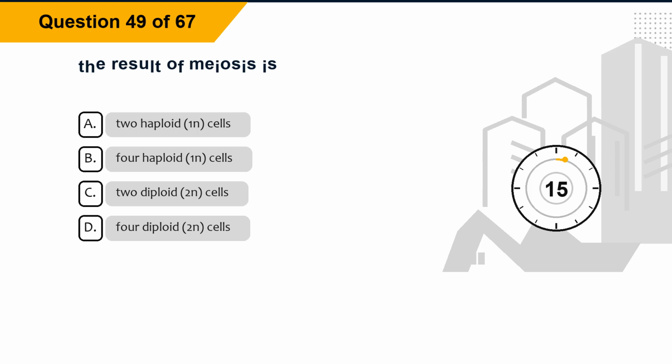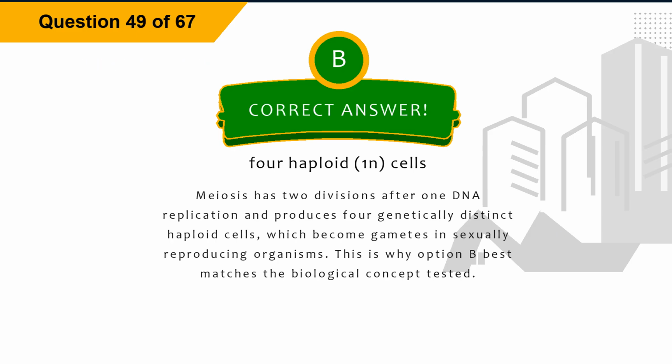Question 49. The result of meiosis is option A, 2 haploid, 1N, cells. Option B, 4 haploid, 1N, cells. Option C, 2 diploid, 2N, cells. Option D, 4 diploid, 2N, cells. The correct answer is option B, 4 haploid, 1N, cells. Explanation. Meiosis has 2 divisions after 1 DNA replication and produces 4 genetically distinct haploid cells, which become gametes in sexually reproducing organisms. This is why option B best matches the biological concept tested.